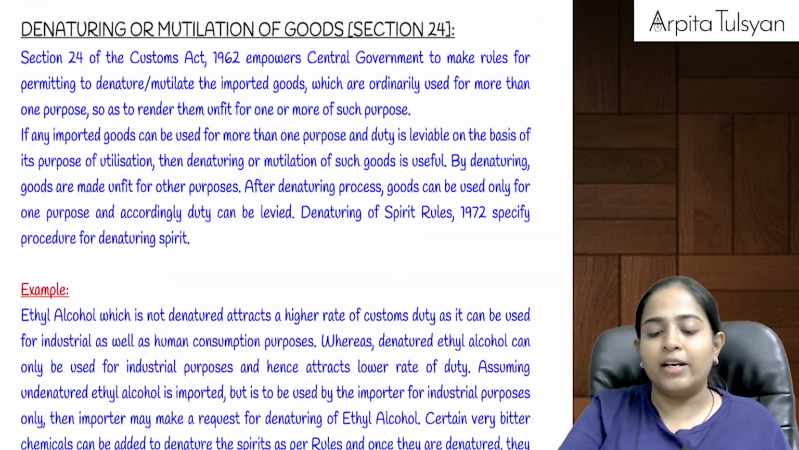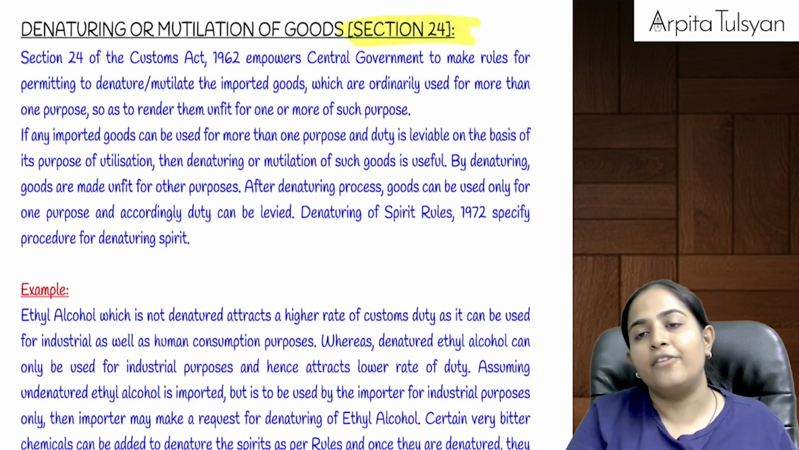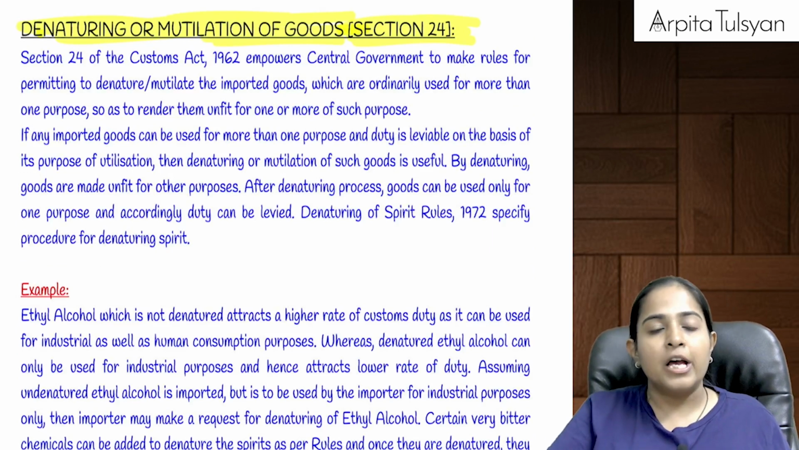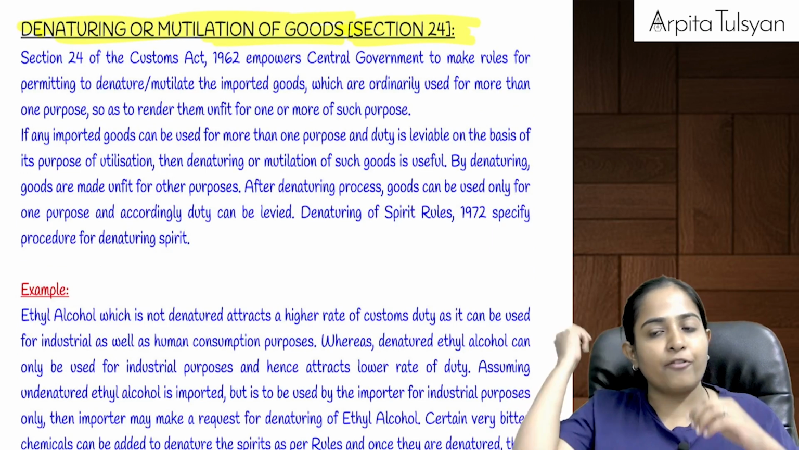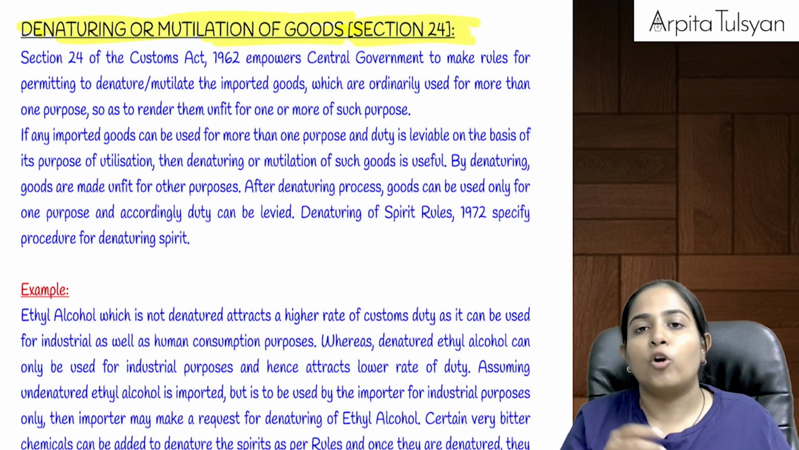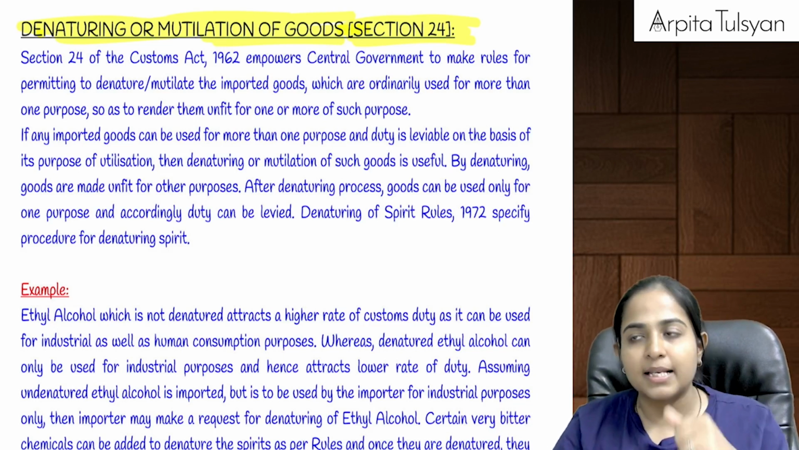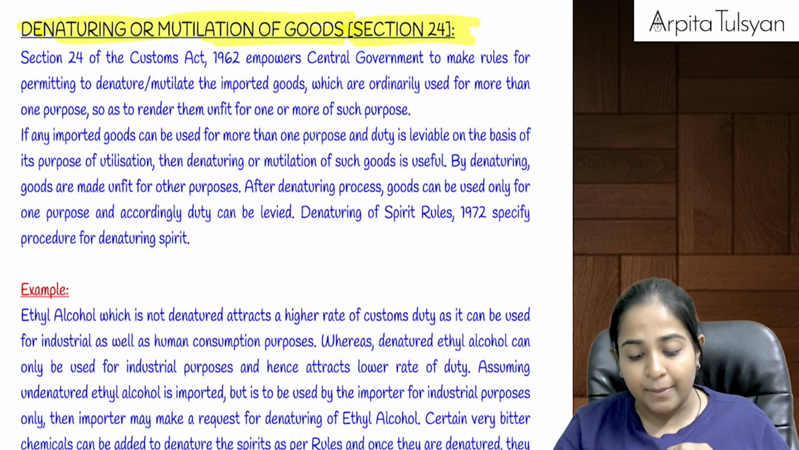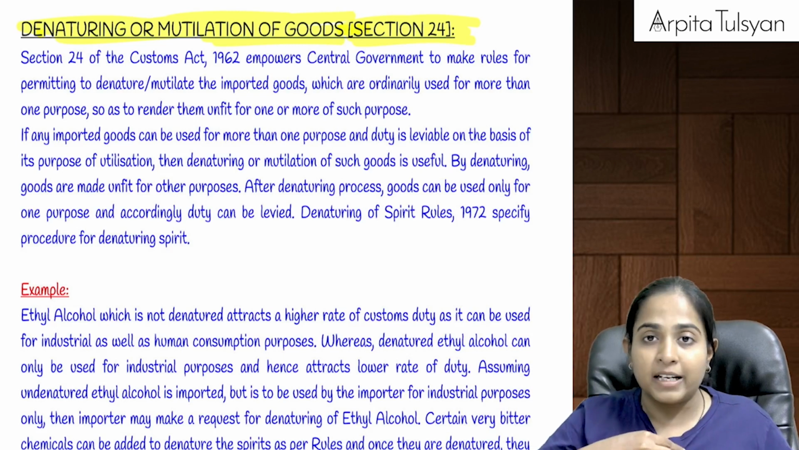Yes. Then going on to the next section, that is section number 24. Section number 24 talks about denaturing or mutilation of goods. Now let's say for example I wanted to import alcohol. Now this alcohol can be used for human consumption, it can be used for making sanitizers, and also for making cough syrups, etc.